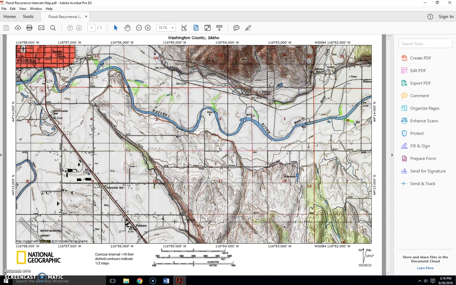Beware that some numbers here, like this 2117, is a road number. This 2105 is a road number. They're slightly more black. 2103. But these slightly brownish numbers here, this 2110, is the feet above mean sea level for that topographic line.